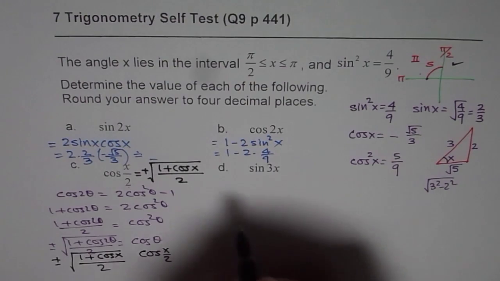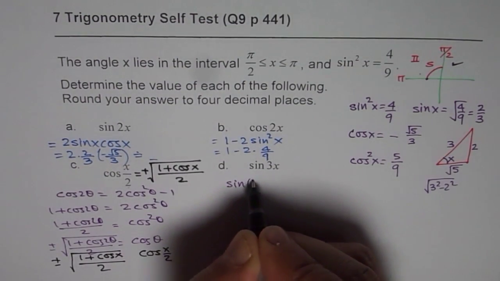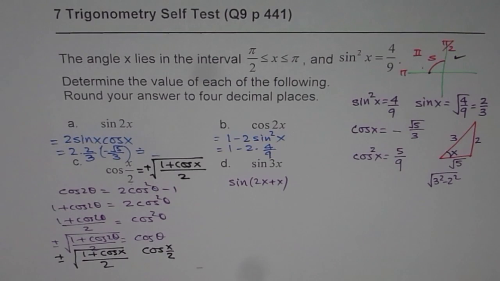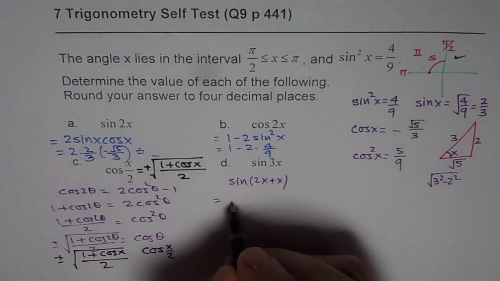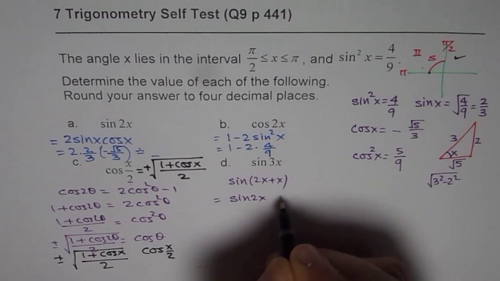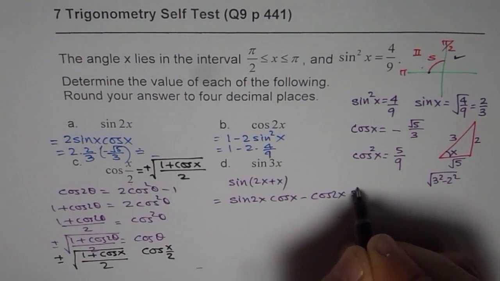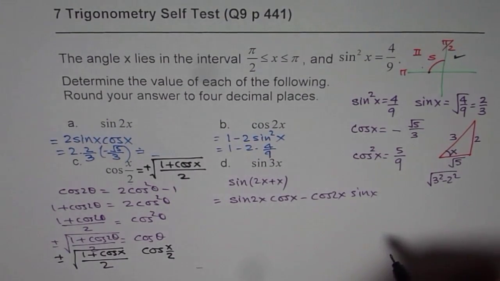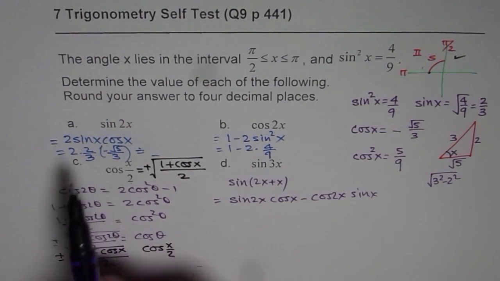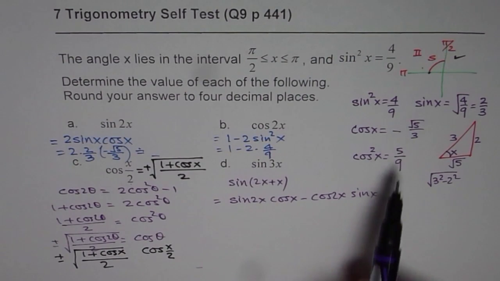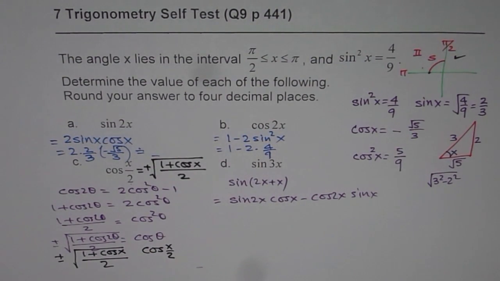Now let's look into sine 3x. You can write sine 3x as sine of 2x plus x, correct? Now you can expand it, correct? So what do you get? You get sine of 2x cos x plus cos of 2x sin x. All the values are known to you. Cos 2x is known to you, sin 2x is known to you, cos x and sin x are known to you. You can just substitute these values here. Use a calculator, find the decimal, write the 4 decimal place answer down, and move forward to the next question.